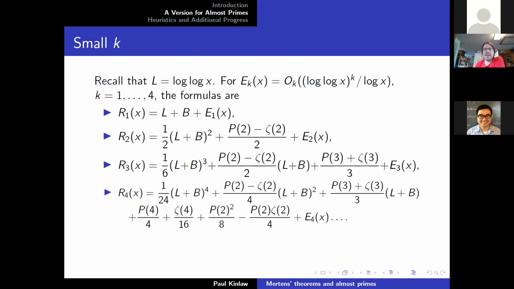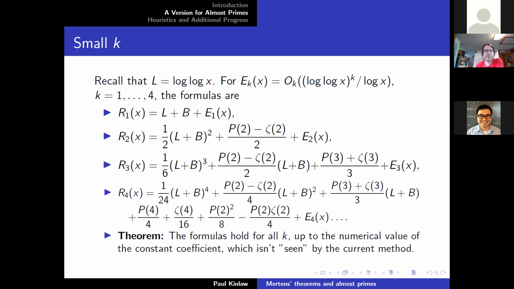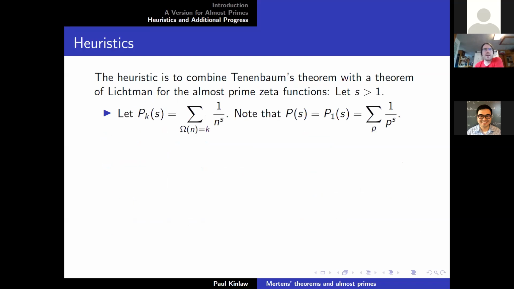So again, this is like Tenenbaum's sum, but it accounts for the fact that we're counting each k almost prime once and only once, so there's an inclusion-exclusion argument. And the terms become more complicated as k increases. So we've proved now that the formulas hold for all k up to the numerical value of the constant coefficient, which isn't, quote unquote, seen by the current method. And let's look at that.